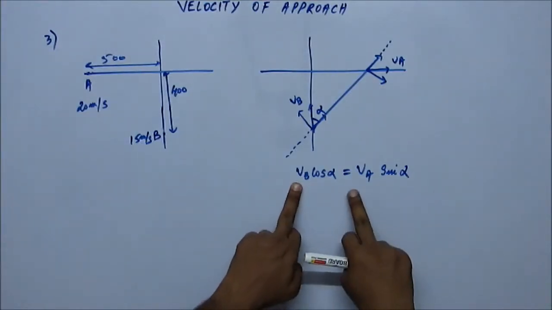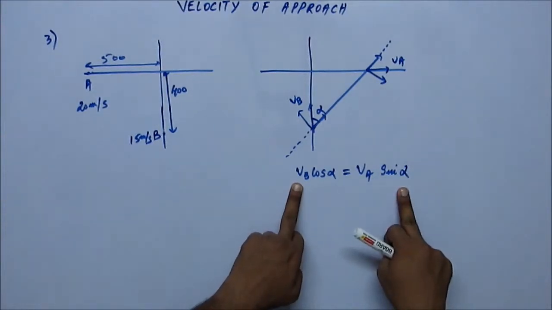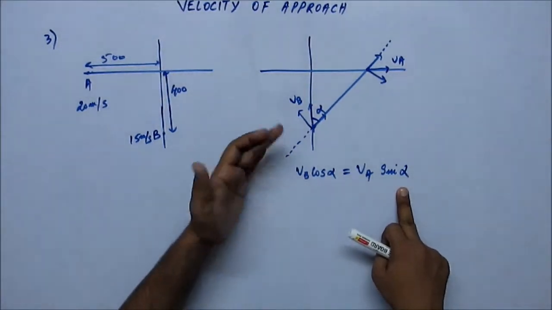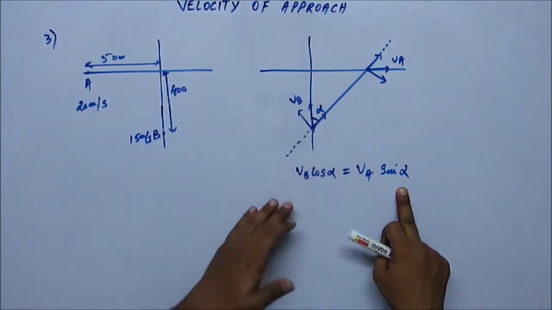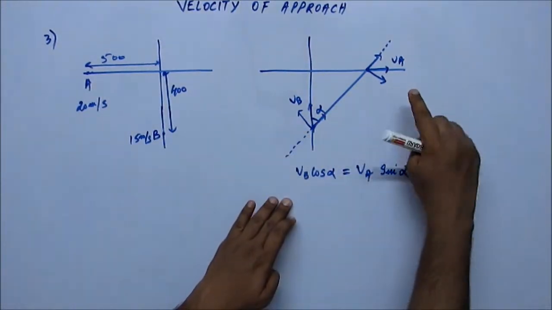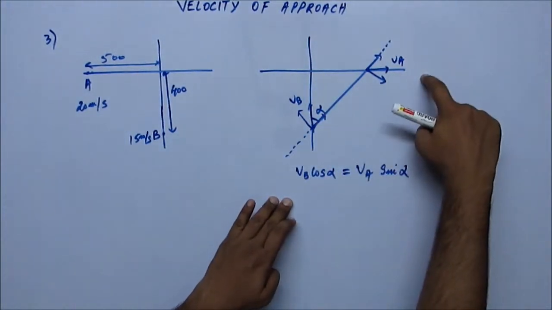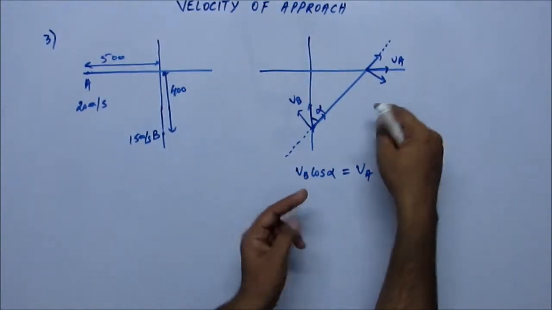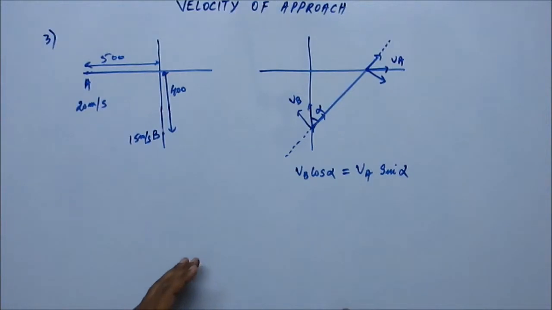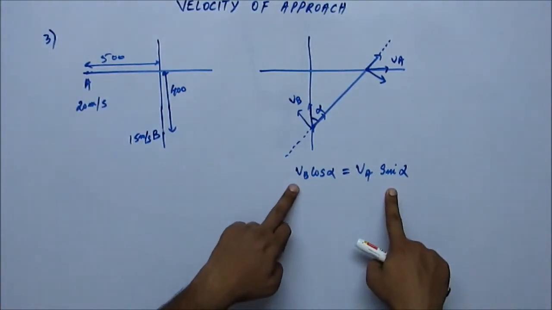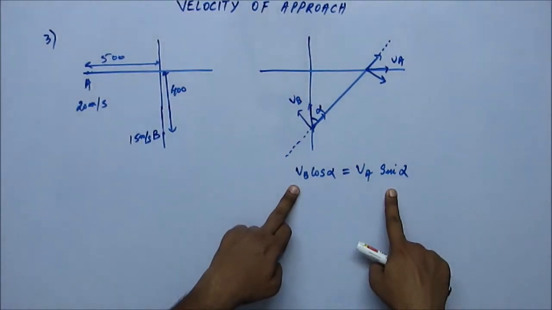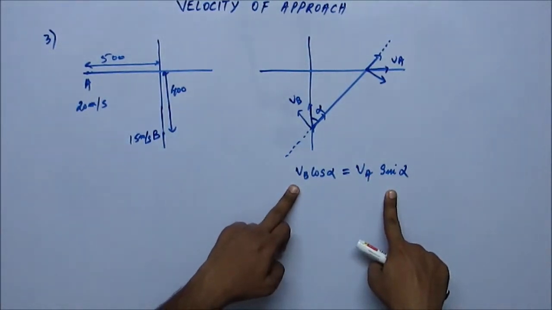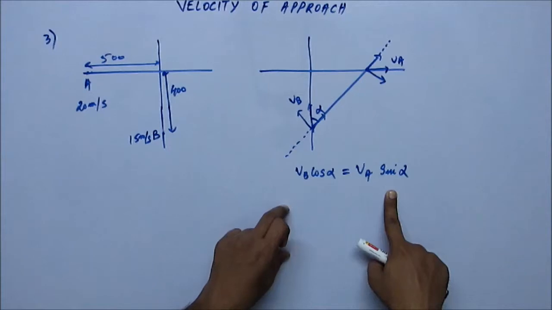Vb cos alpha will be equal to V sin alpha, because Vb cos alpha is the velocity with which B is approaching A, and V sin alpha is the velocity with which A is receding from B. So if they are equal, then the velocity of approach of these two would be 0. And based on the discussion we had before, when the velocity of approach is 0, that is the point at which we have the distance of closest approach.